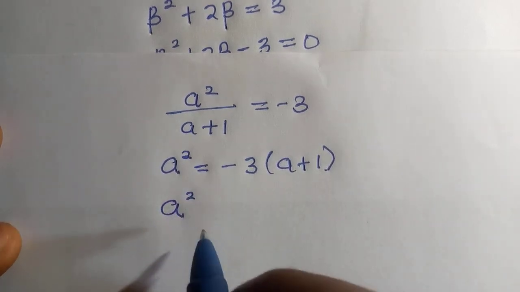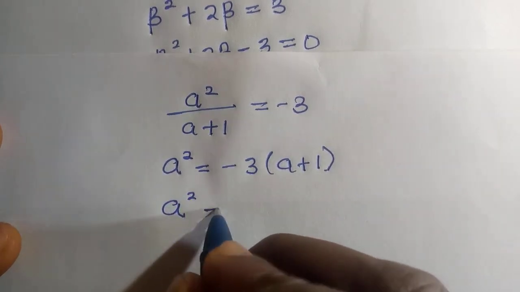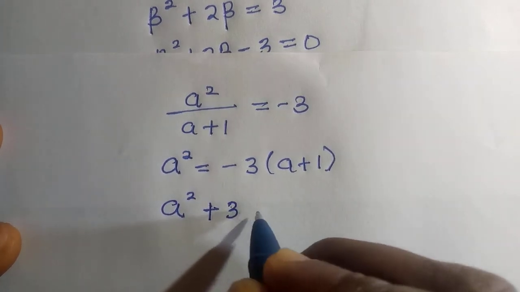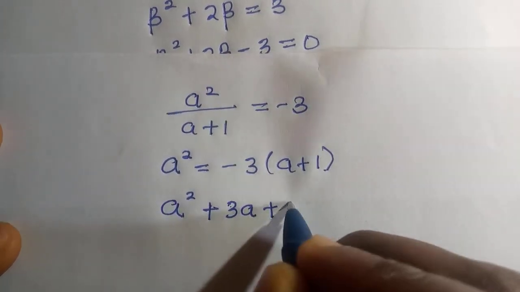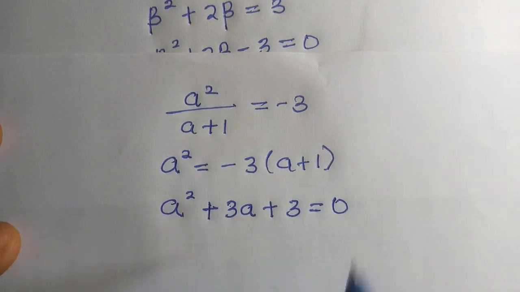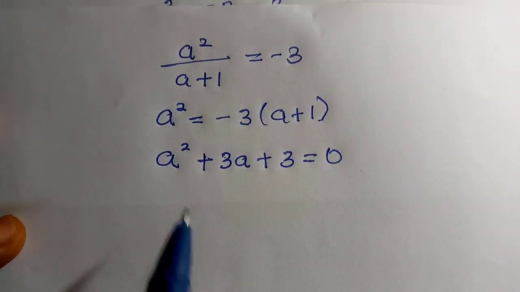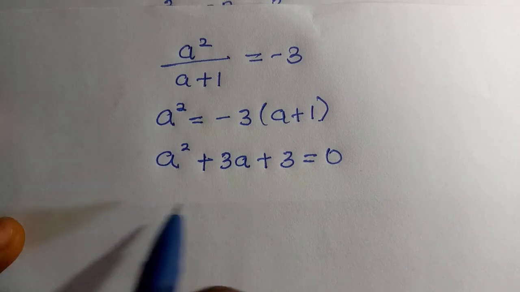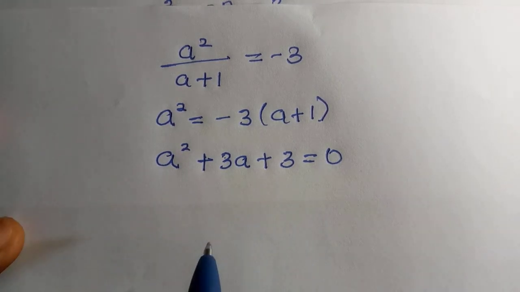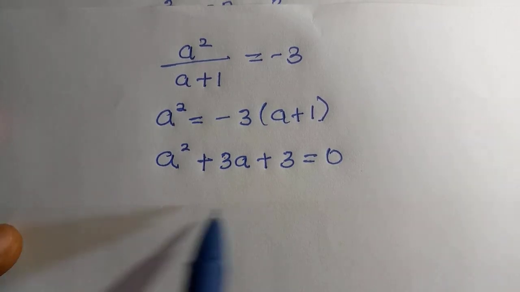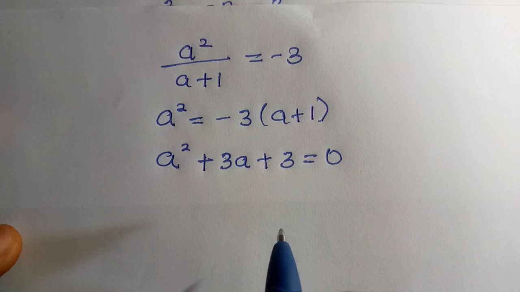When we take the whole of this and open the parentheses, we have this as plus 3a plus 3 equals 0. This is what we are going to have for this. So looking at this, we can just solve this by completing the square method or formula method, because this is not factorizable as it looks.